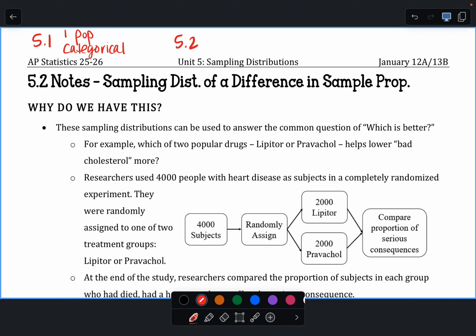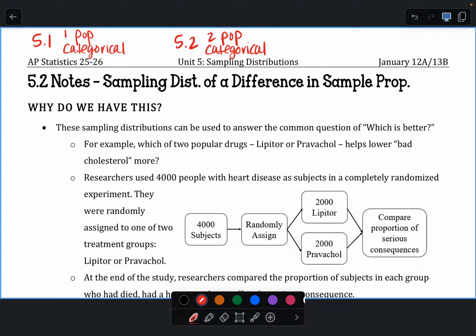5.2 is going to be 2 populations, and it's still going to be categorical data. Categorical data is always represented by proportions. So we're using P and P hat, and we're trying to estimate the proportion of blank. So we spend 2 separate days on 1 population and 2 population.